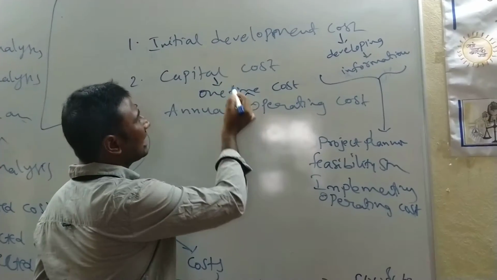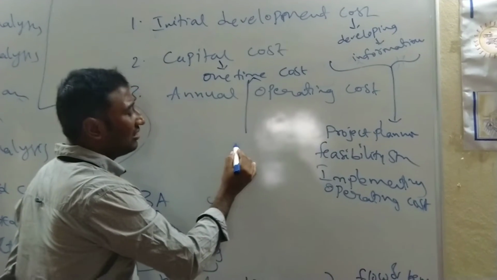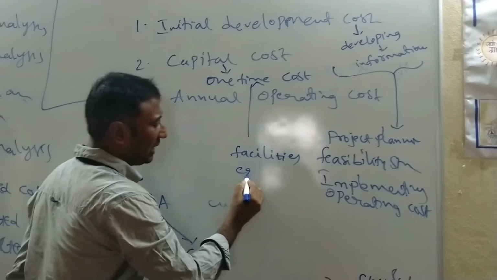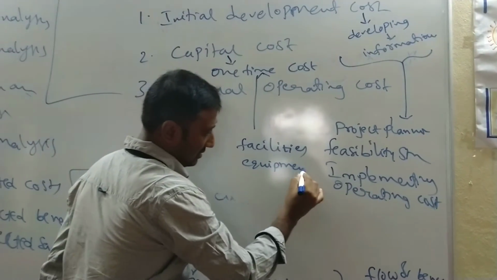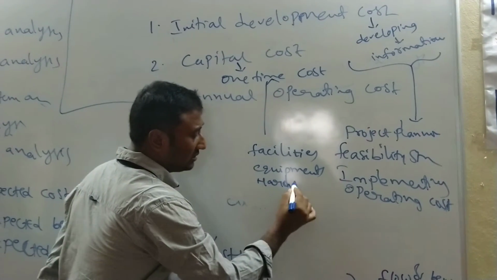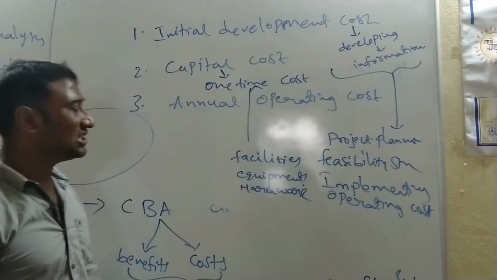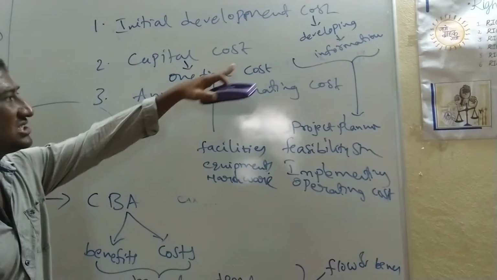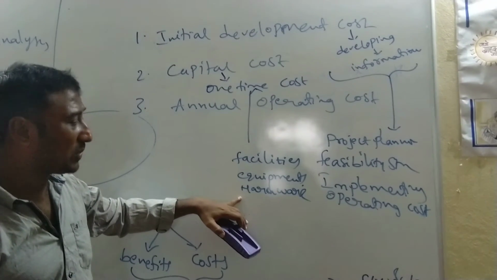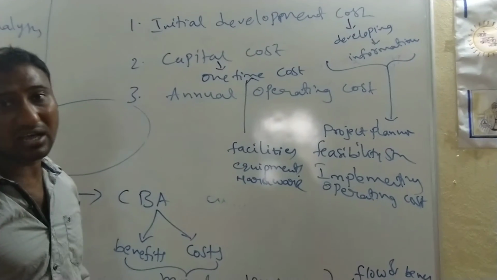Within this capital cost, the one-time cost is nothing but facilities, equipment and hardware. We purchase this material for the system only once. After purchasing, the system can perform its specific operations. This is called capital cost.